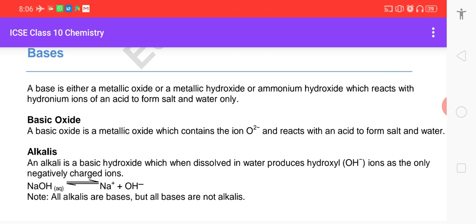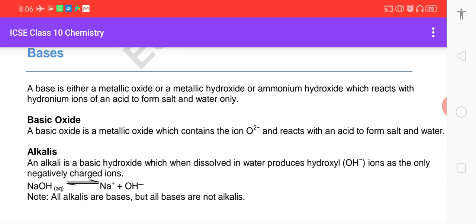So children, we say that a base is either a metallic oxide, or a metallic hydroxide, or ammonium hydroxide, which reacts with the hydronium ion of an acid to form salt and water only. Now children, a basic oxide is a metallic oxide which contains the ions O2 minus and reacts with an acid to form salt and water.